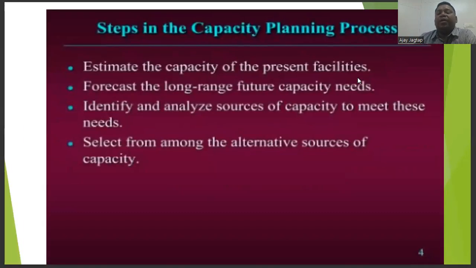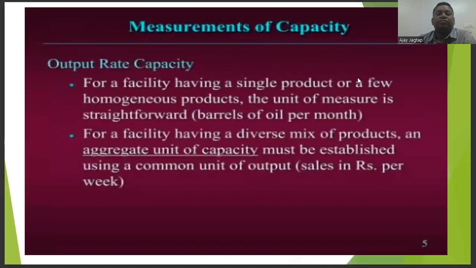Steps in the capacity planning process. Estimate the capacity of the present facility, forecast the long-run future capacity needs, identify and analyze the sources of capacity to meet these needs, and select from among the alternative sources of capacity. Measurement of capacity: outputs rates and capacity.